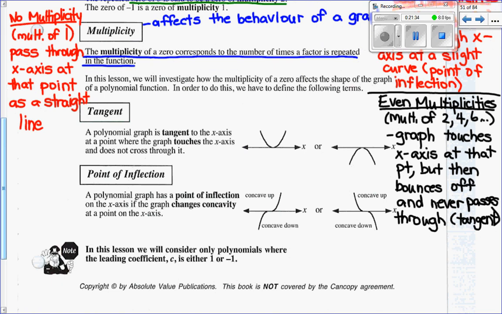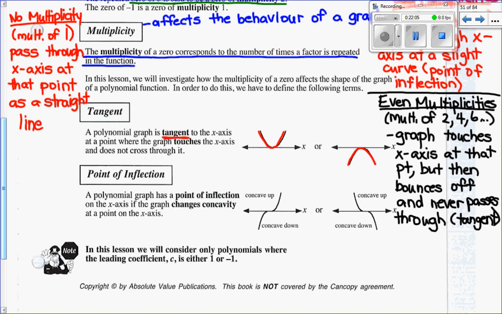Okay, so a polynomial graph is tangent to the x-axis at a point where the graph touches the x-axis. So it comes here, it touches the x-axis, and then it doesn't cross through it, but it kind of bounces off of it and continues back in the direction that it came from, more or less. And you can have that either up or down. Okay, so it never actually passes through the x-axis, it just bounces off it.